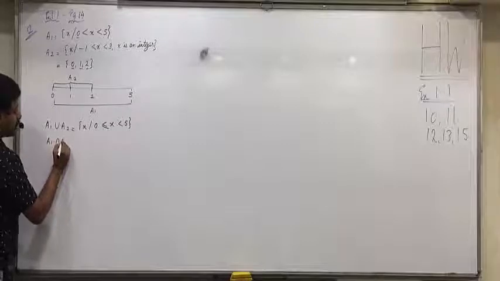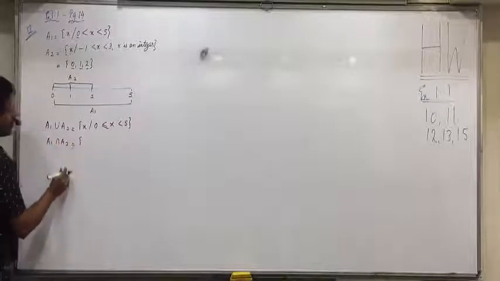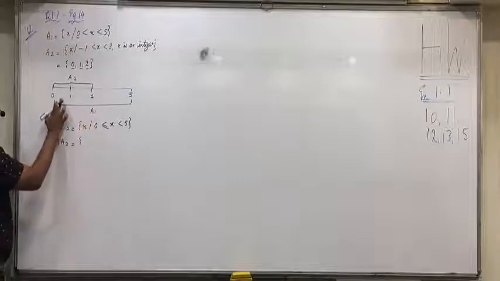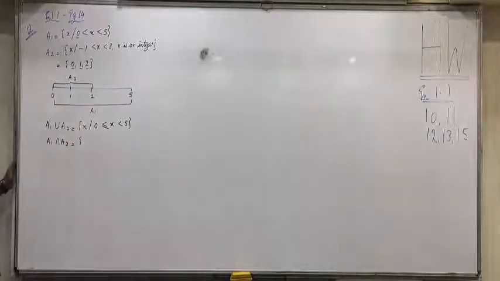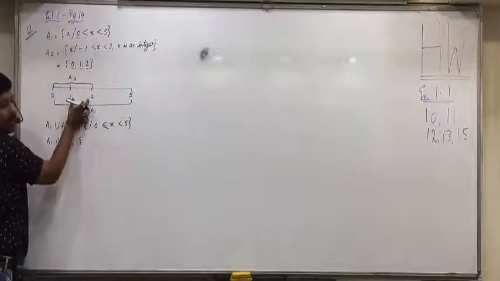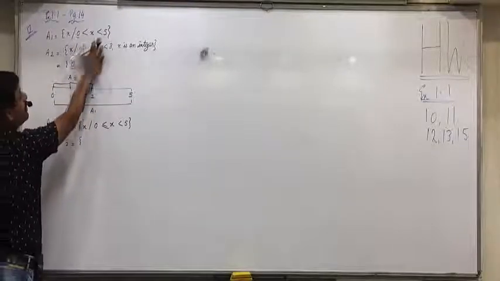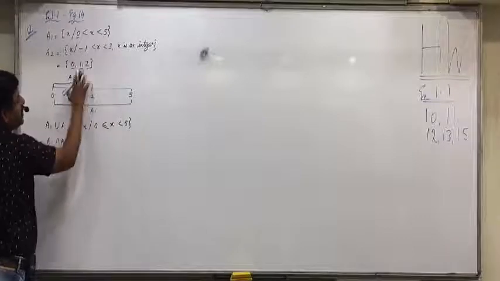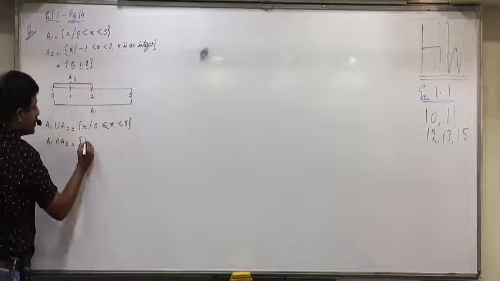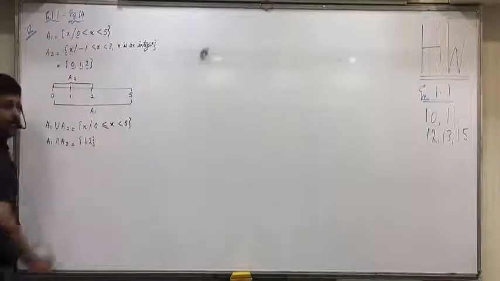Now A1 intersection A2. If you see A1 intersection A2, can you see these three numbers are common? Which three numbers are common? 0, 1, 2. But is 0 included in A1? So it is not common. Common are only 1 and 2. Do 1 and 2 come between these, and are 1 and 2 there in A2 also? So which are the common numbers in both? Simply 1 and 2.